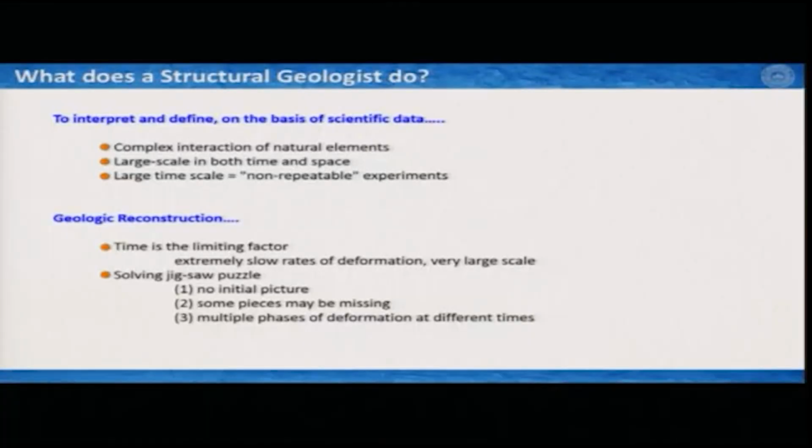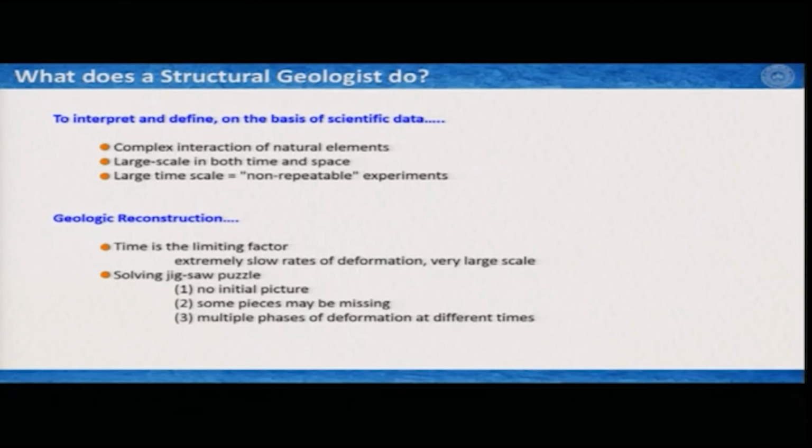So, to continue this question again, the main job of a structural geologist is to interpret and define on the basis of scientific data, and at the same time a structural geologist also does geologic reconstruction. So, the first part, interpret and define structures: a structural geologist has to deal with a very complex interaction of natural elements. We will look at all these processes soon.